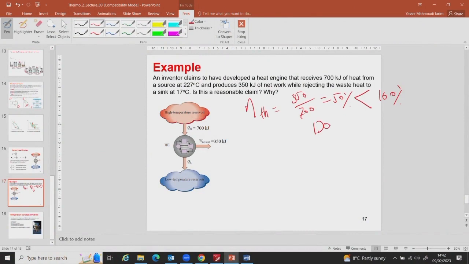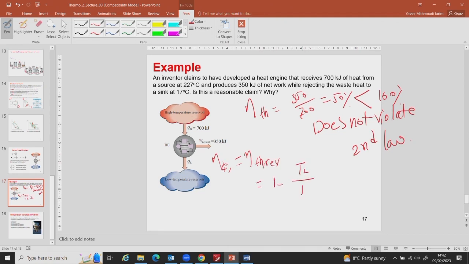It does not violate the second law, right? But we have another thing to check, and that's the Carnot efficiency. The efficiency of Carnot, which is the efficiency of a thermally reversible cycle, is 1 minus TL over TH. It's 1 minus (17 plus 273, to convert to Kelvin) divided by (227 plus 273). And the value is 42%. So this efficiency of 50% is higher than 42%, so this is impossible.